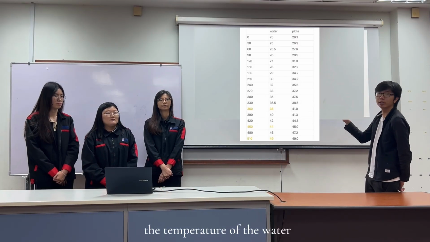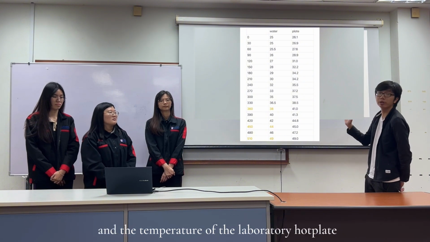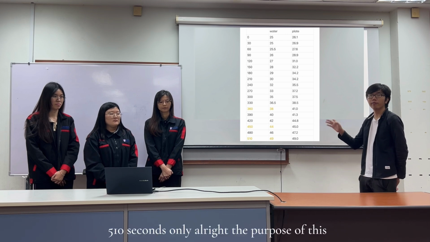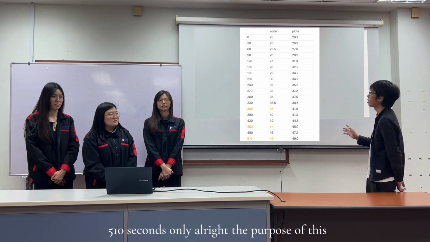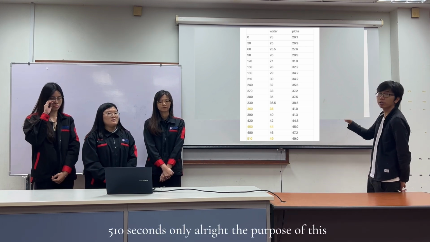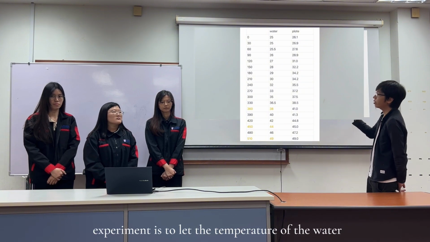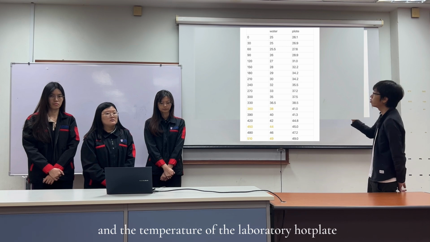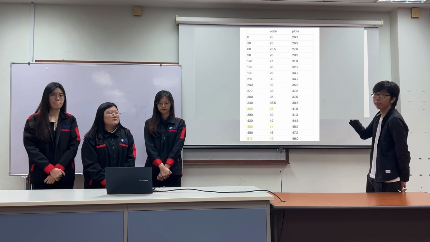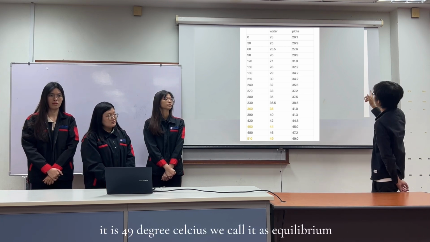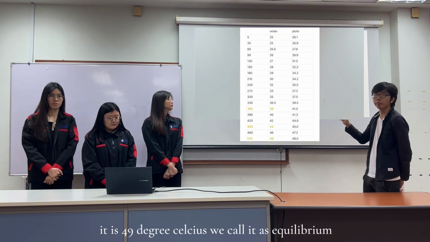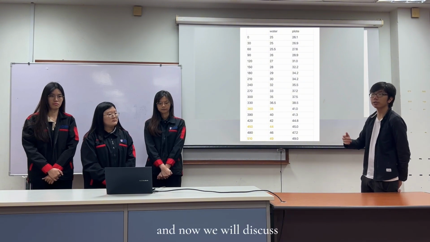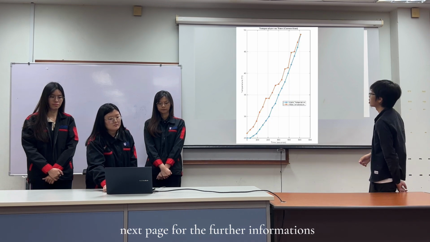We got time, the temperature of the water, and the temperature of the laboratory hot plate. The total time we used in this experiment is only 510 seconds. The purpose of this experiment is to let the temperature of the water and the temperature of the laboratory hot plate achieve the same temperature. It is 49 Celsius. We call it equilibrium. And now we will discuss this page for further information.